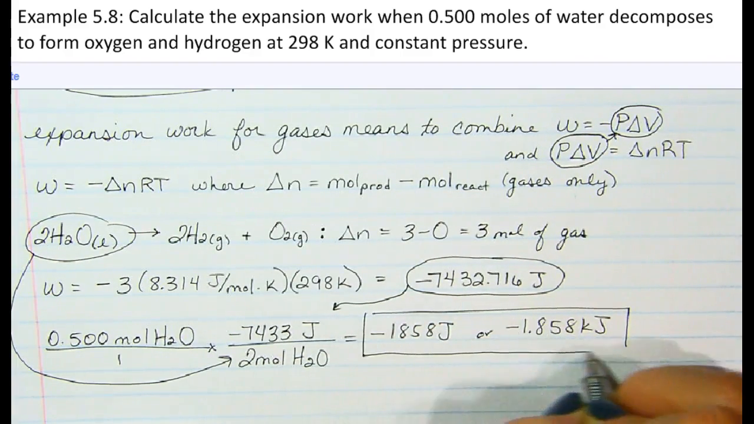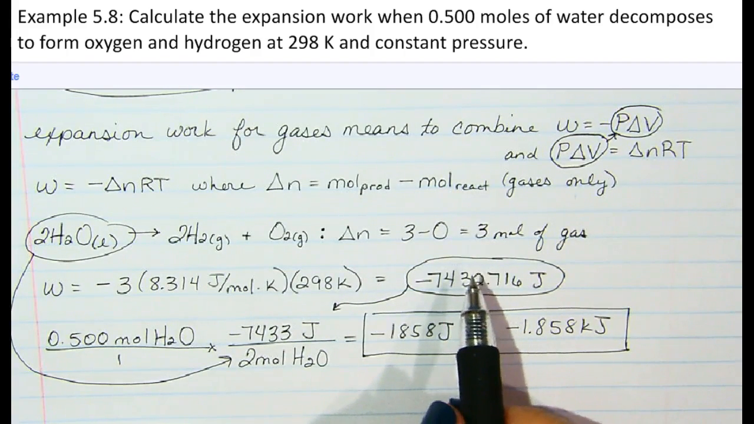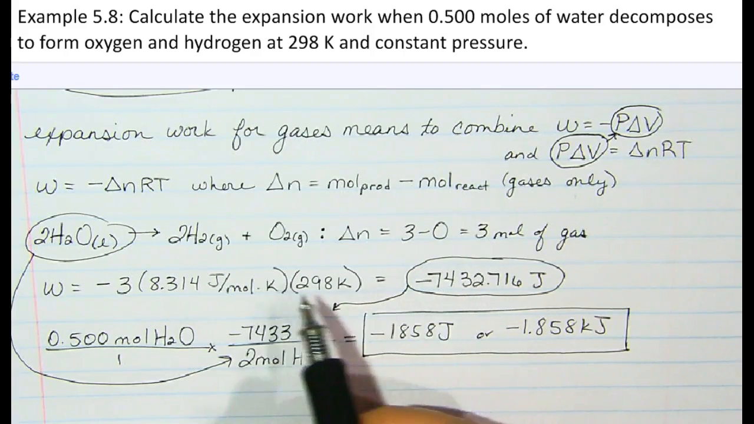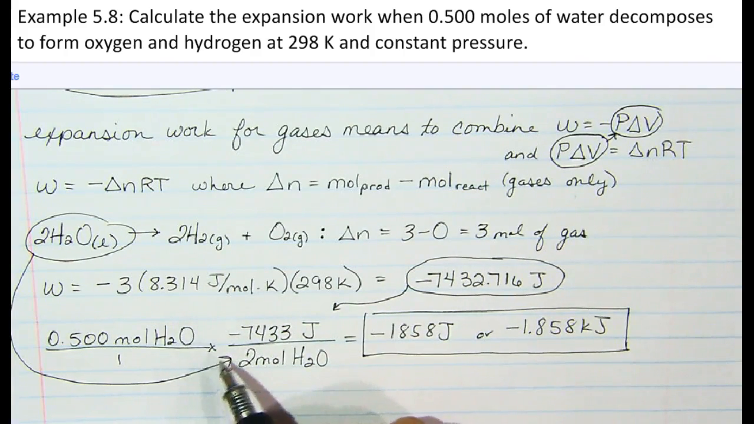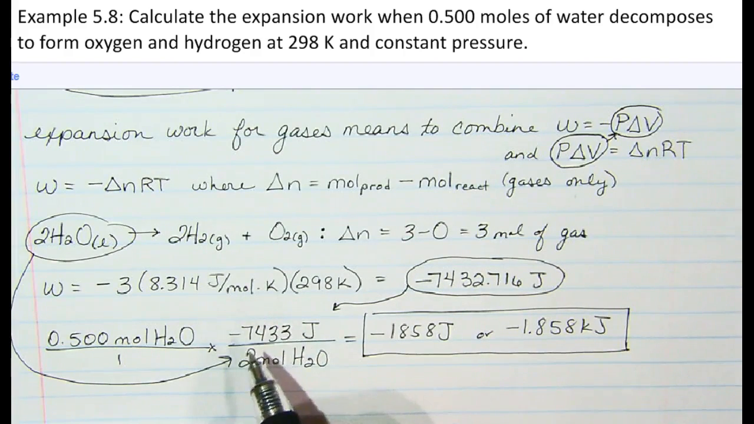So always be careful and recognize what your answer is representative of, and you may have to do a little stoichiometry to modify any answer of work or delta H that you might get in future questions.